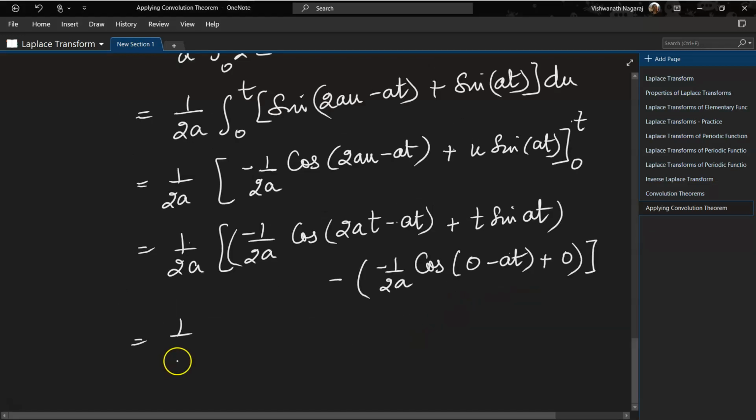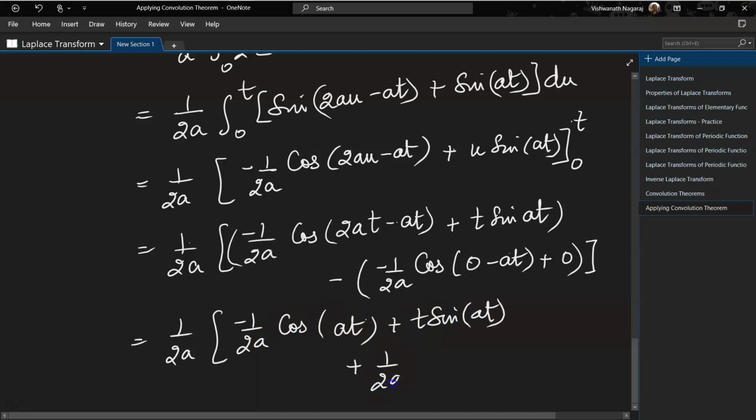Let's take one more step. Now what do we have? Minus 1 by 2a cos(at) plus t sine(at) plus 1 by 2a cos(minus at). Now cos(minus x) is cos x, so we can write at.